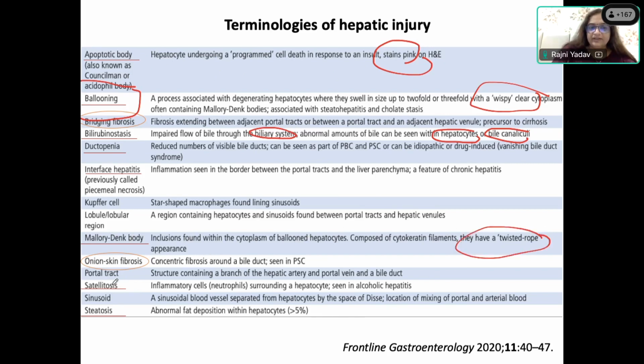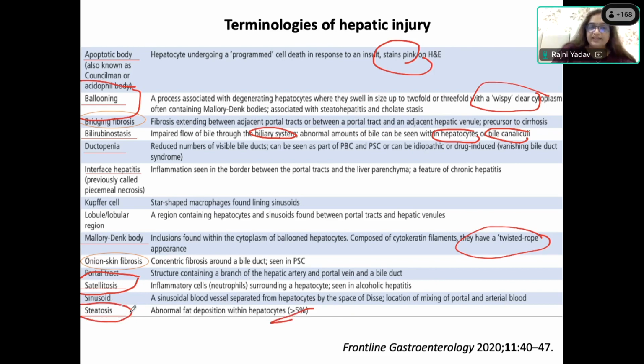Then what is satellitosis? If the neutrophils accumulate or arrange around the degenerating cells, the ballooned cells, that is known as neutrophil satellitosis. Then steatosis, that is greater than 5% is pathological. And then the steatosis can be either macrovesicular steatosis or microvesicular steatosis. Now, the macrovesicular steatosis means a large vacuole, that means you can easily see and draw a line around that. Microvesicular steatosis is so small vacuoles that you may not be able to identify those vacuoles, so that cell may look like ballooning degeneration.